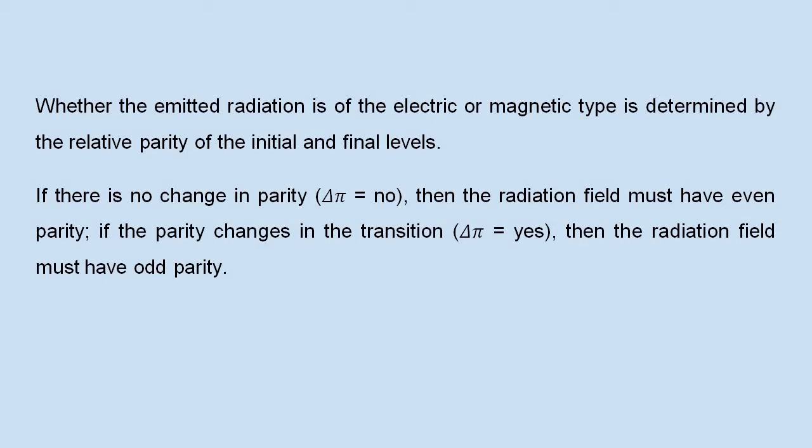There is no change in parity, both positive. And if one is positive and the other is negative, you can say that parity is changed. But if there is no change in parity, delta pi equal to no, then the radiation field must have even parity. If the parity changes in the transition, that means delta pi is equal to yes, then the radiation field must have odd parity.